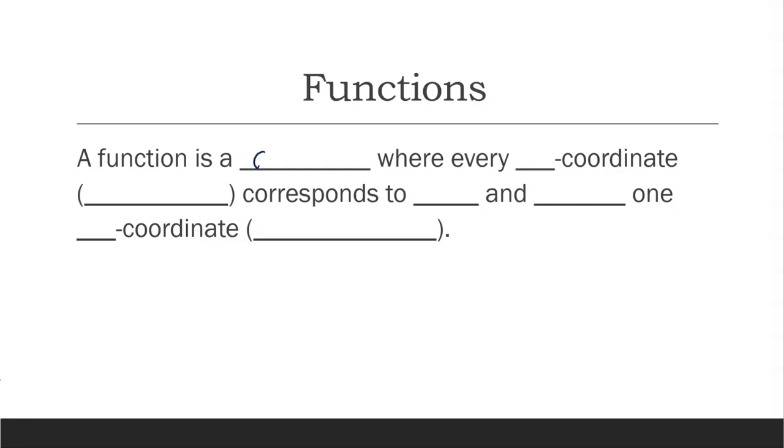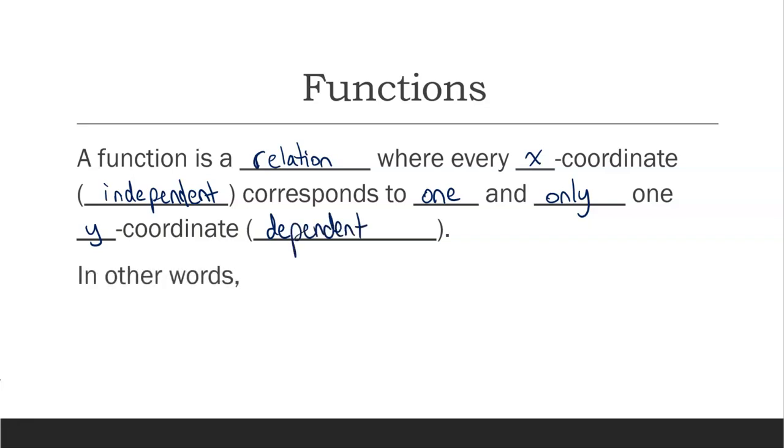One of the last definitions we want here, and this is the most important one in this lesson today, is what a function is. A function is a relation where every x coordinate, remember the x coordinate is the independent variable, corresponds to one and only one y coordinate. The y coordinate is the dependent variable. So we can only have one y value for every x value.